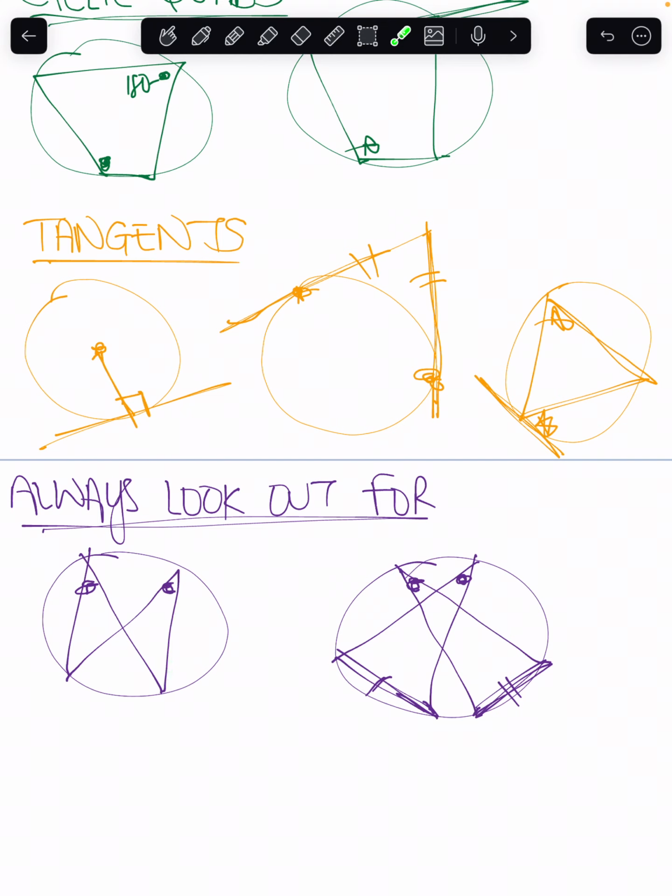This relationship doesn't come up as often as the other ones, but it's also a good one to know: if you have two equal chords in the circle and they each subtend an angle at the circumference, then those angles will be equal. So that's also one to just keep in your back pocket, because now and again, you get a surprise attack with that one.